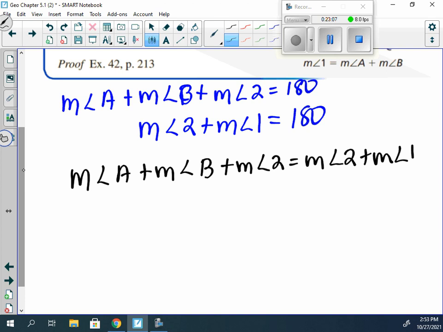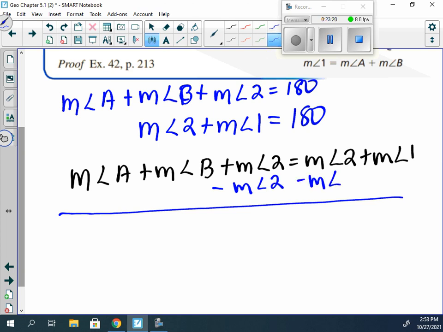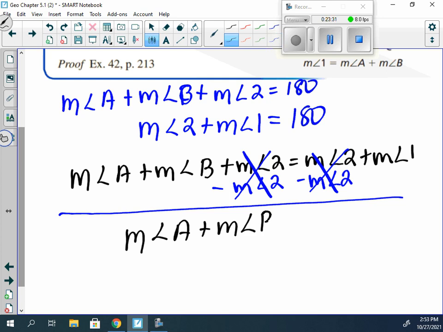I'm just showing you how this works. Now, do they both share the measure of angle 2? I could subtract it from both sides. Here would cancel, this would cancel, really just telling me that the measure of angle A plus the measure of angle B is equal to the measure of angle 1, the exterior angle.